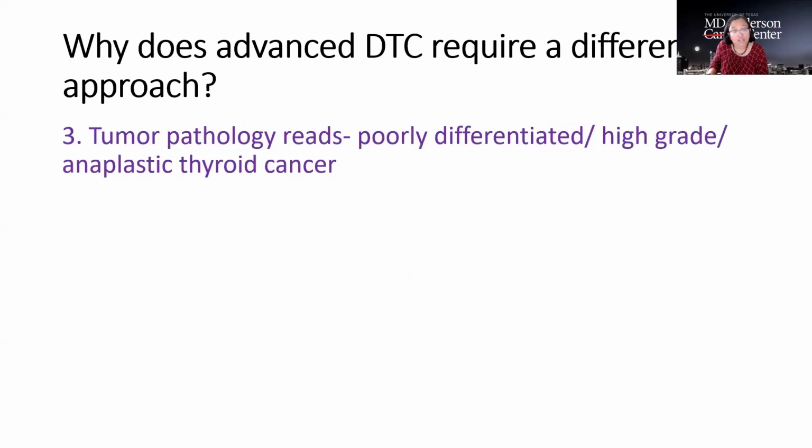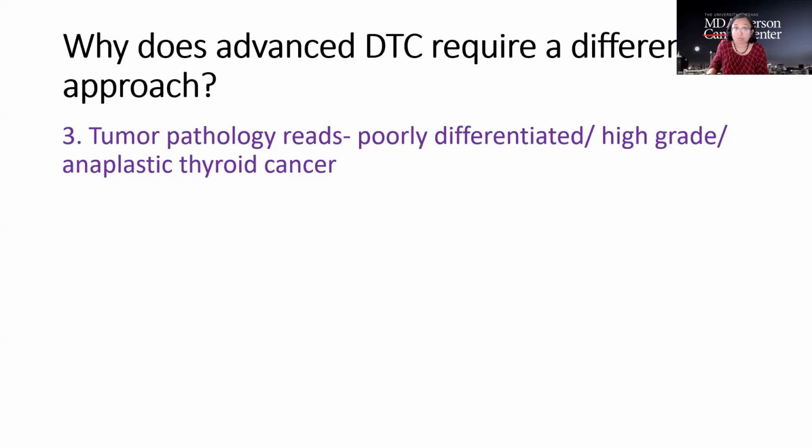So the third category is when we see tumor pathology, that is either a biopsy or your surgical tissue, which showed poorly differentiated, high grade, or anaplastic thyroid cancer. So when patients have surgery, the surgeon or their endocrinologist will go over the path report with them.